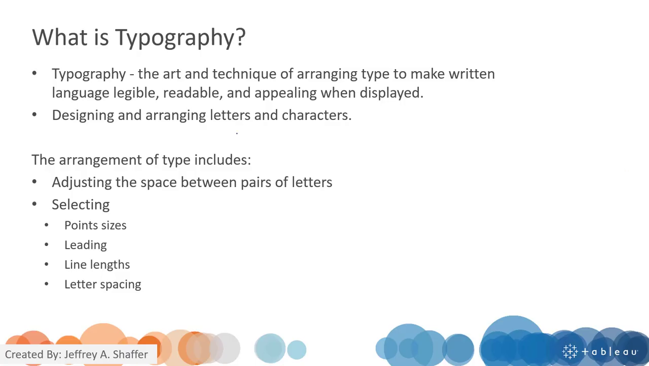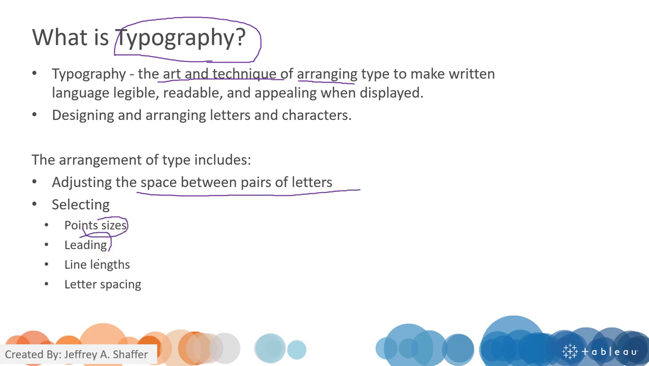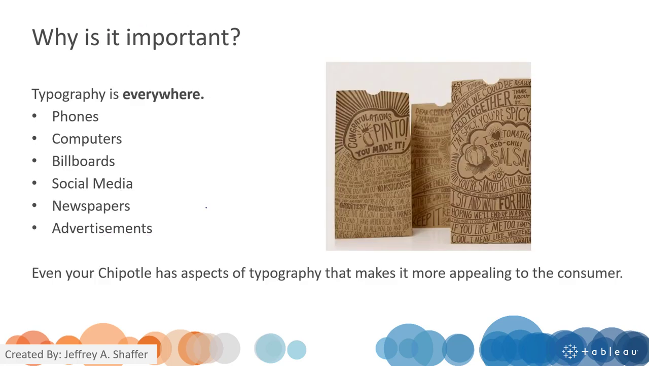So similar to geography, we also have a discipline called typography. That is the art and technology of arranging letters and characters. The major considerations include adjusting the space between letters, and how you choose the right size, leading, line length, and letter spacing. It is very important because it is used everywhere, like computers, cell phones, social media, etc.